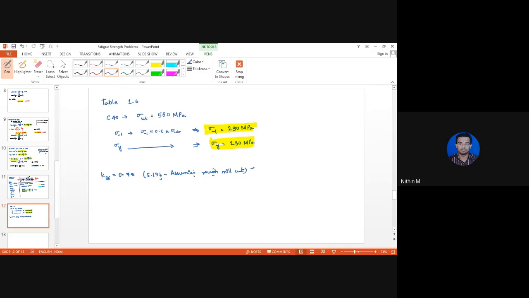Alternatively, you can also make use of figure 5.3 to obtain this. This is not suggested. Whichever you are comfortable with, you can do it. Again, there is no hard and fast rule as to the surface finish that you are assuming. It is purely based on our intuition. In the previous case we took smooth mill cut; in this case let us assume rough mill cut. Then this is 0.79.